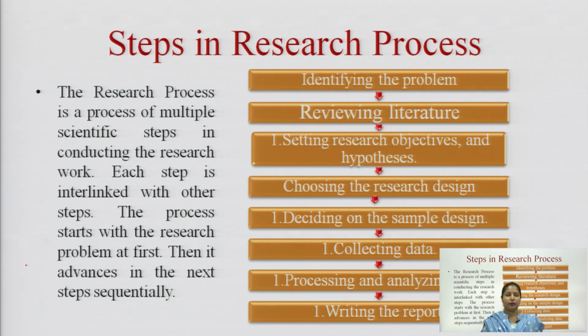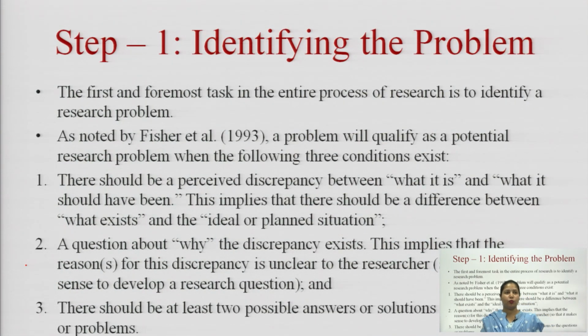As you see, there are the following steps. Start with identifying the problem, reviewing the literature, setting the objectives and the hypothesis, choosing the research design, deciding on the sample size, collecting data, processing and analyzing, and writing the report. So, these are the following steps, and now we will go one by one through every step. We start with step 1, identifying the problem.